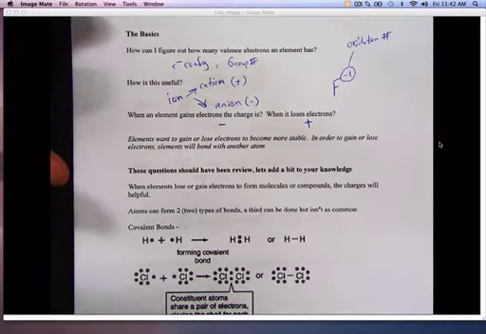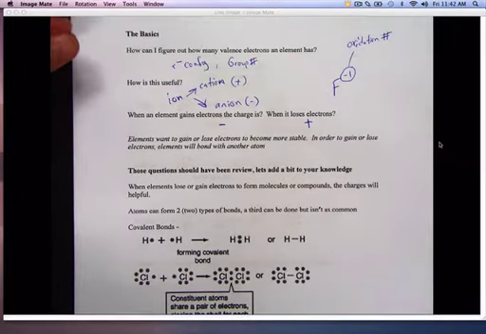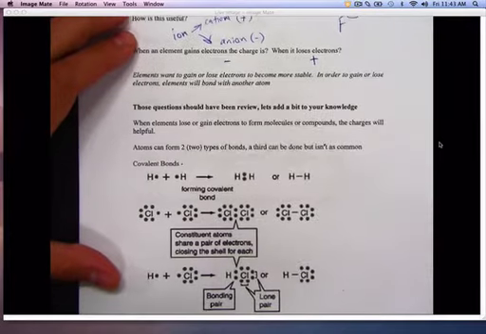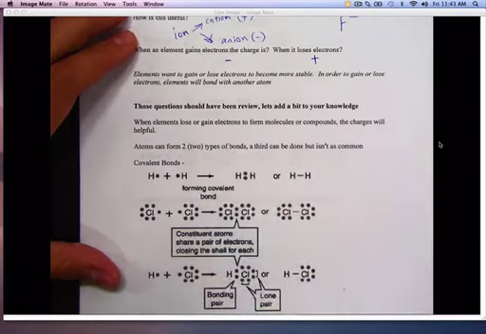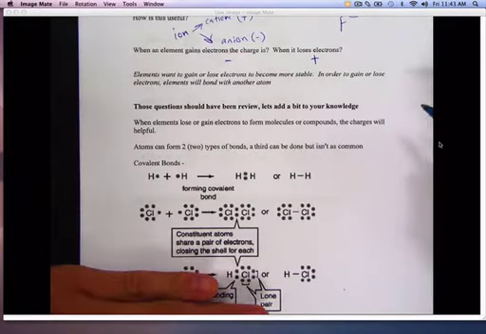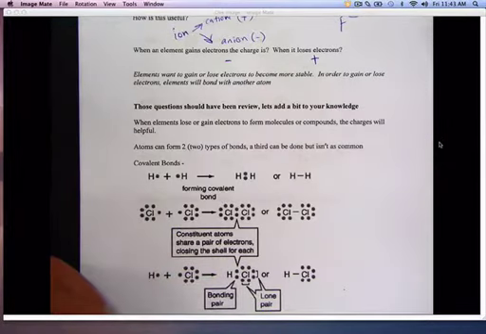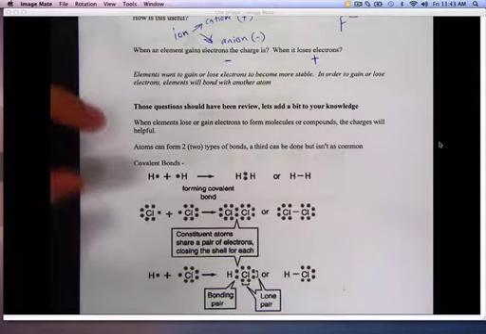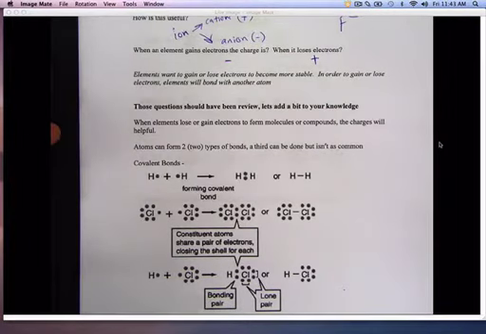So when elements start bonding with other elements and making compounds and molecules, they form two main types of bonds. They form covalent bonds, and they'll form ionic bonds, and they'll even form metallic bonds. But metallic bonds we don't really talk about too much. The two main types of bonds that we're going to talk about are ionic and covalent.